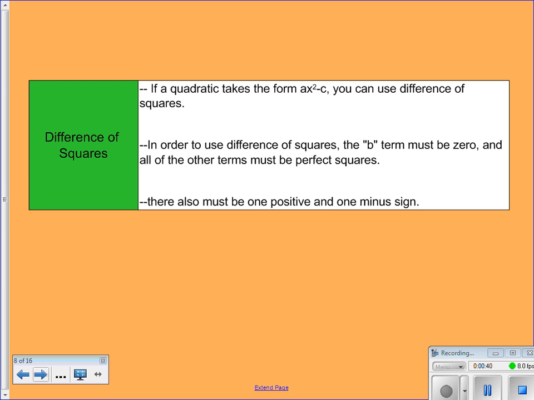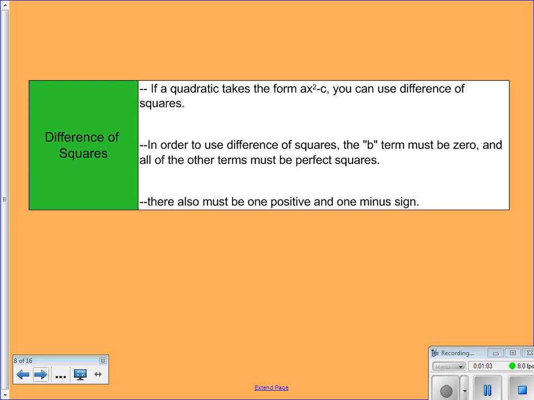In order to use differences of squares, first of all, the b term must be 0. And also, any other term, the a, the x squared, and the c, all have to be perfect squares. So if you have something like x cubed, that's not a perfect square. You need to have an even exponent, x squared, x to the fourth, something like that in order to use perfect squares. Also, you need to have a plus sign and a minus sign.